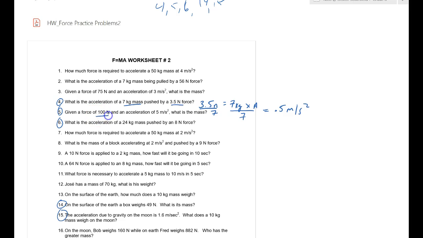Given a force of 100 newtons and an acceleration of 5, find the mass. So we're going to say 100 equals 5 m. Divide both sides by 5. And our m is going to equal 20 kilograms.